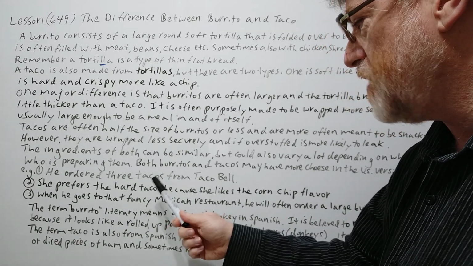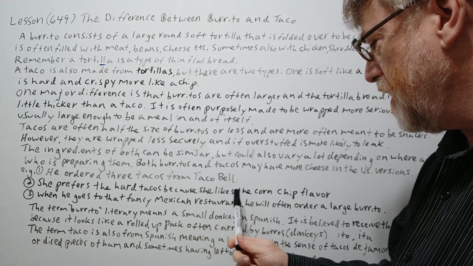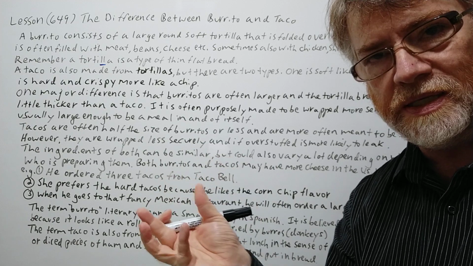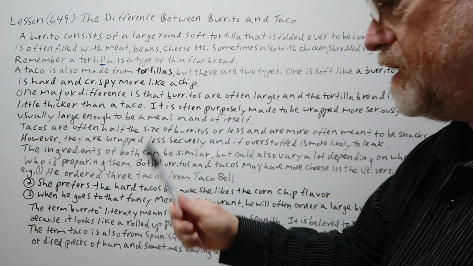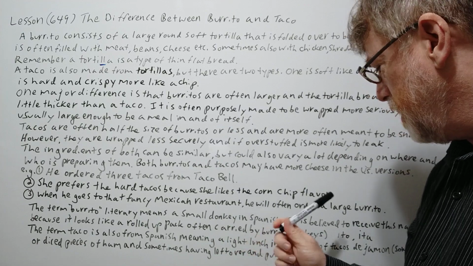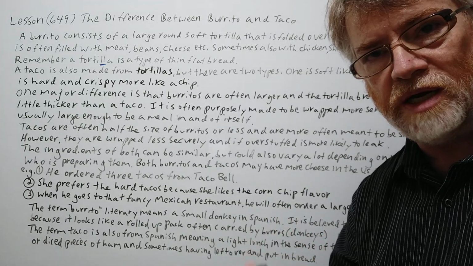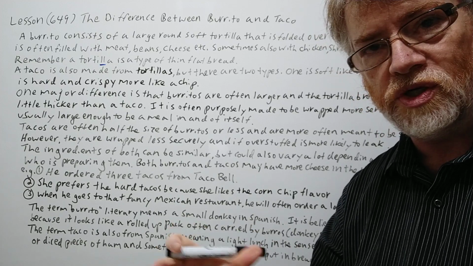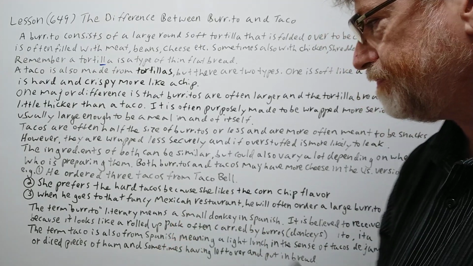Number 2, she prefers the hard tacos because she likes the corn chip flavor, or the tortilla chip flavor, basically. Okay, good. Number 3, when he goes to that fancy Mexican restaurant, he will often order a large burrito. Like I say, sometimes if you go to a Mexican restaurant, that could be the whole meal just on the plate, the one big burrito.